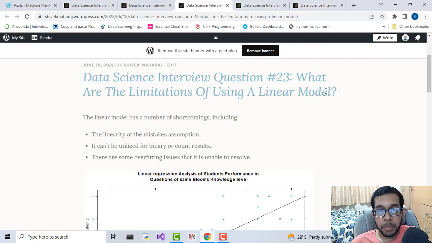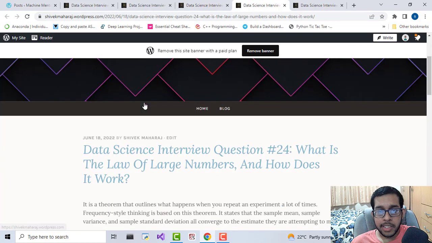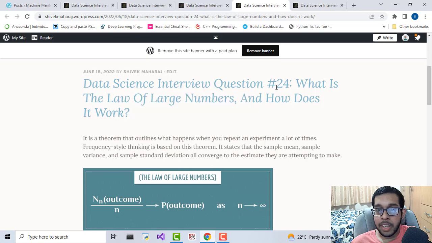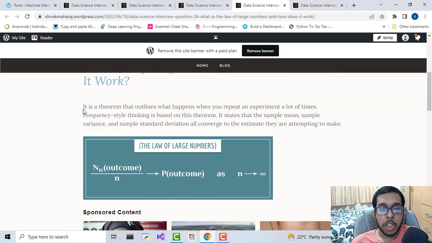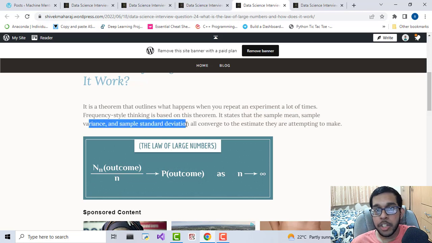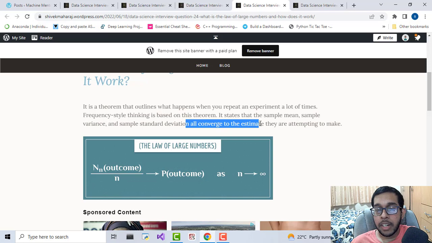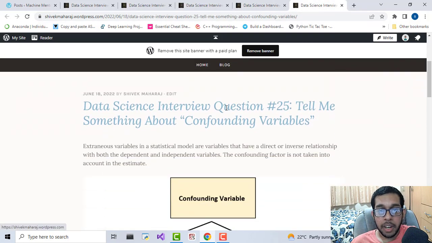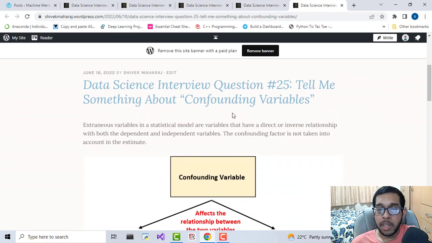Now, on to data science interview question number 24, we have what is the law of large numbers and how does it work? The law of large numbers is basically a theorem that outlines what happens when you repeat an experiment a lot of times. Frequency style thinking is based on this theorem. It states that the sample mean, sample variance, and sample standard deviation all converge to the estimate they are attempting to make.